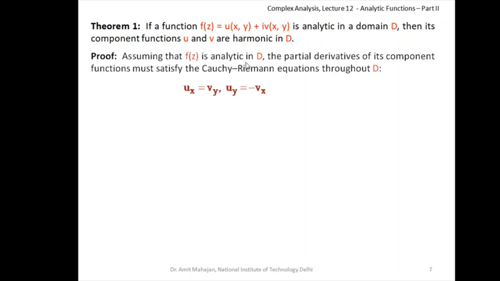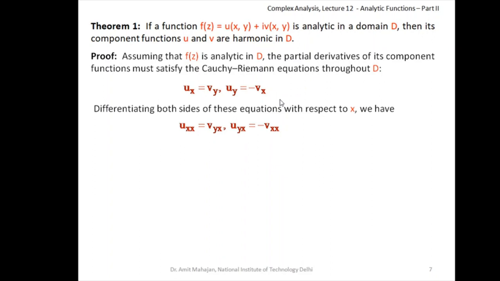Assume that the function is analytic in D and the partial derivatives of its component functions u and v exist and they satisfy the Cauchy-Riemann equations. So that means u_x is v_y, where u_x means partial derivative of u with respect to x and v_y means partial derivative of v with respect to y. So that's the first Cauchy-Riemann equation. And u_y equals minus v_x. So if a function is analytic, definitely it is differentiable and it satisfies the Cauchy-Riemann equations.